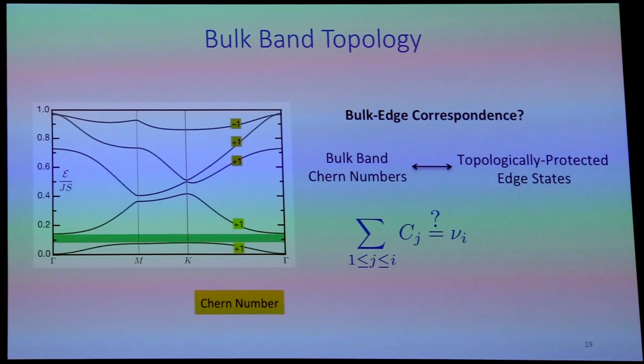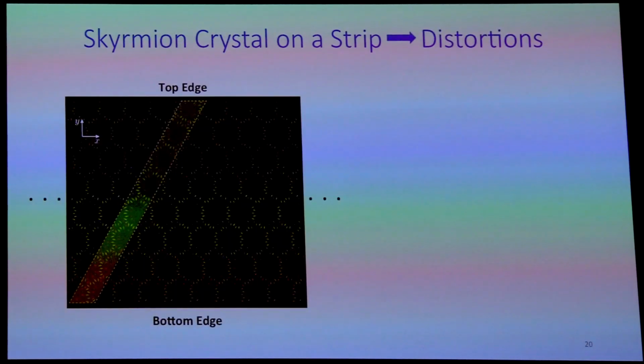And we know that this is not an established theorem. So we would like to check that this is indeed correct. And we do that by putting our system, which was just bulk, now on a strip with edges. Here I'm showing you the texture that ends up appearing, where the top and bottom are the edges of the strip. And this is an infinitely extended strip.